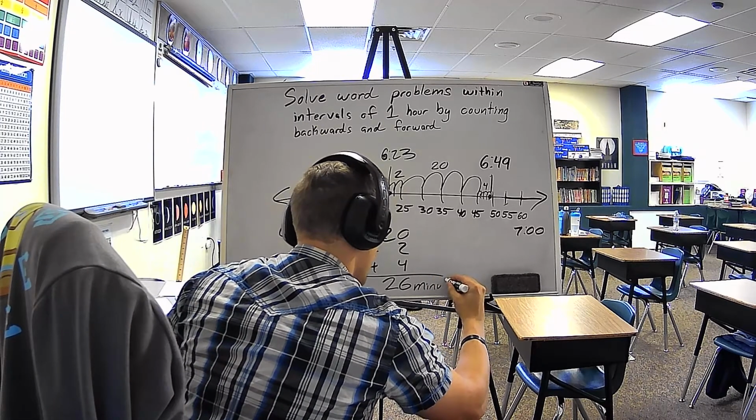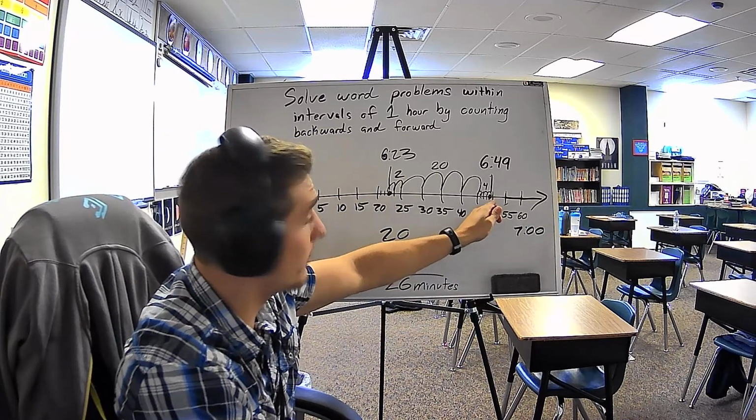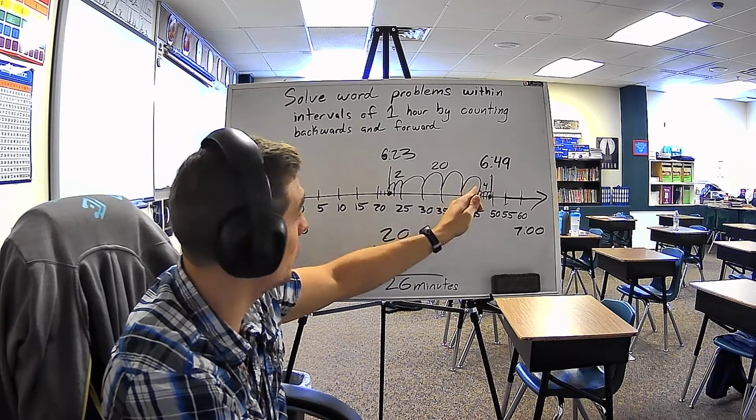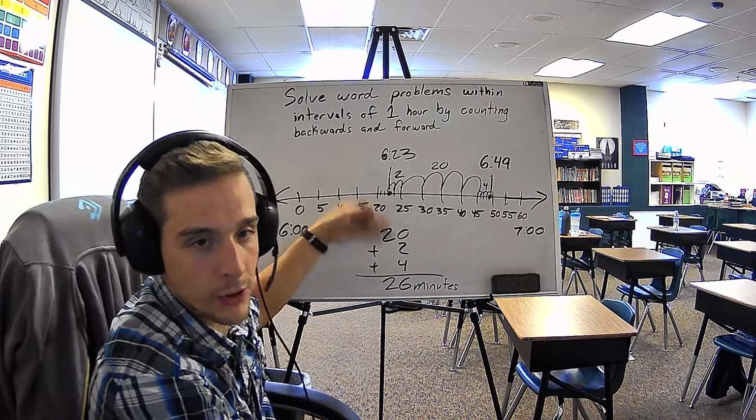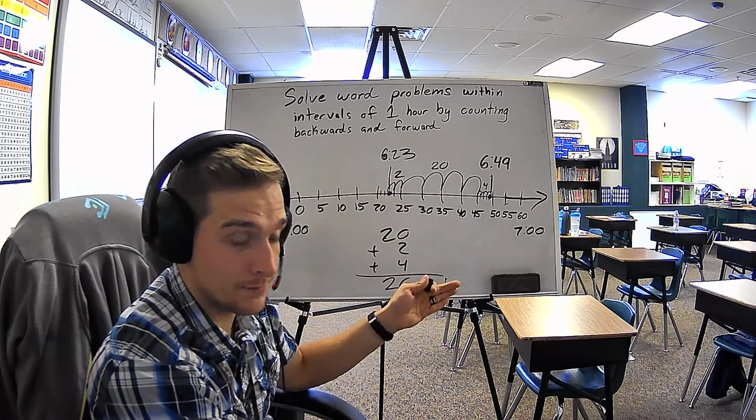Now, there is an additional thing you could do here. You can just count up like that. You could also have started at 49 and counted backwards for 20 and an additional 2, added those together to find out the answer as well. You can count either way. It will give you the same answer.